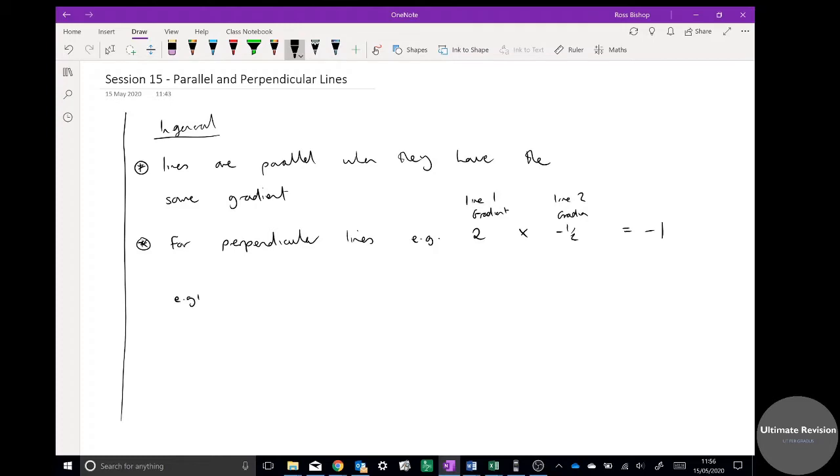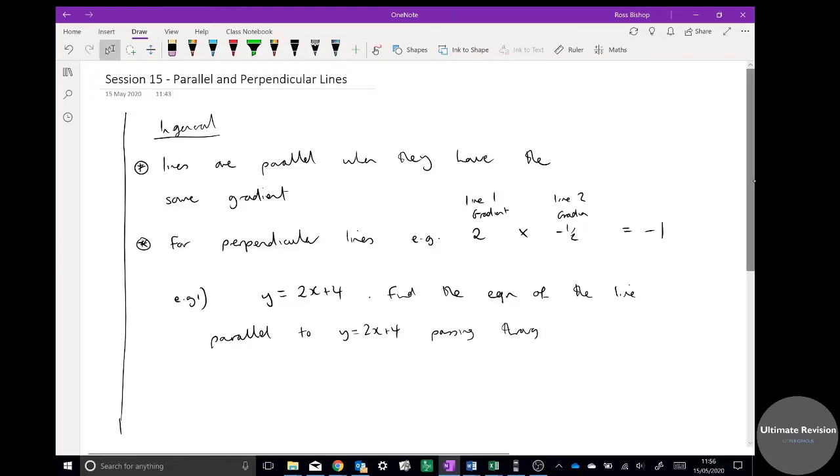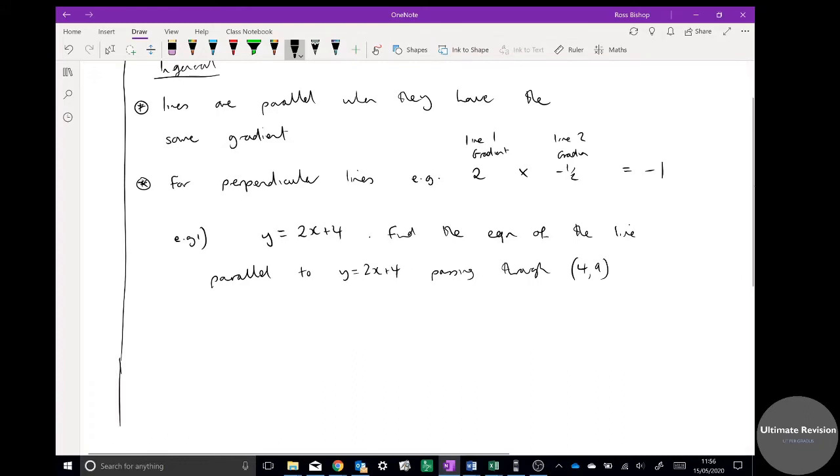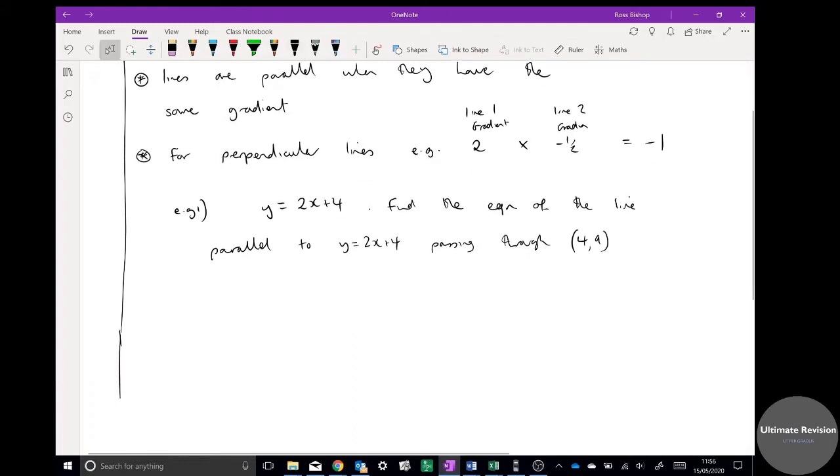So example 1: find the equation of the line parallel to y equals 2x plus 4, passing through the point (4, 9). So again, pause the video, have a go at this one if you think you can do it.